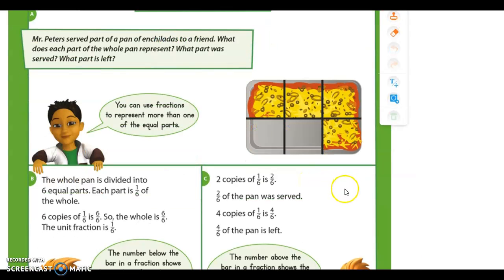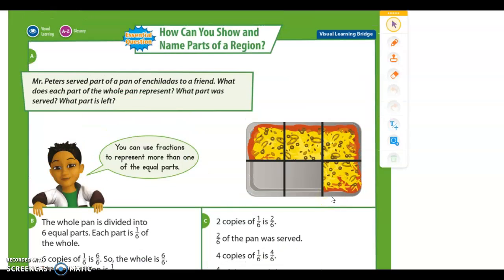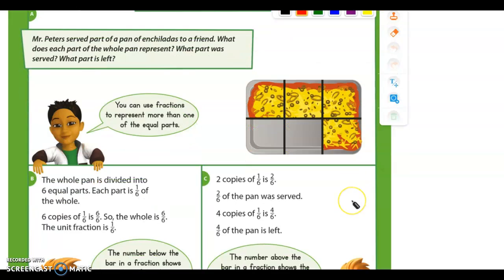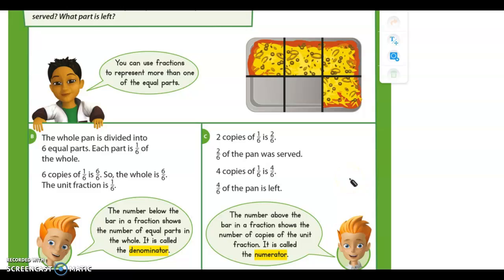Let's look at this pan of enchiladas. Oh, now I'm hungry. We're going to talk about enchiladas now. And when we're talking about our enchiladas, we're going to use this picture that you see right here. Mr. Peters served a part of a pan of enchiladas to a friend. What does each part of the whole pan represent? So the first thing I want to check is, are all my parts equal? So I see 1, 2, 3, 4, 5, 6 parts, and they all look like they're equal, so I know I can have a fraction.